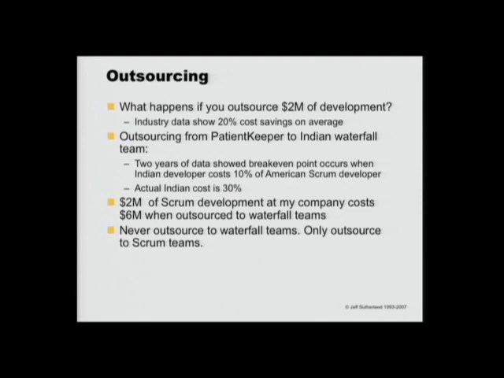But he kept careful track of what happened, and he found that at the end of a couple of years, if an Indian waterfall developer cost 10% of an American Scrum developer, that was break even. But they didn't. They cost 30% of an American developer. So he sent $2 million of software over there, and he paid $6 million to get it back. Now, in a venture-funded company, that's a pretty dumb thing to do. And when we showed the board that data, they agreed. It was really stupid. So they stopped all outsourcing.